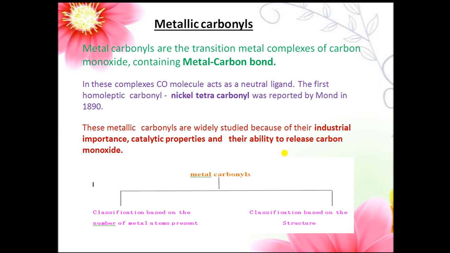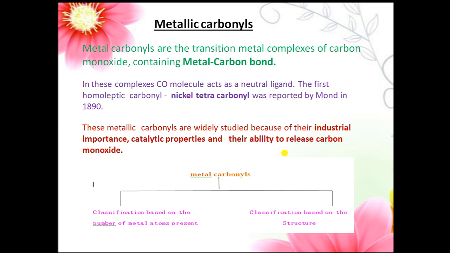The first homoleptic carbonyl, nickel tetracarbonyl, was first reported by Mond in 1890. These metallic carbonyls are widely studied. Why are we studying metallic carbonyls? Because of their industrial importance, it is used for its catalytic property, and also their ability to release carbon monoxide.